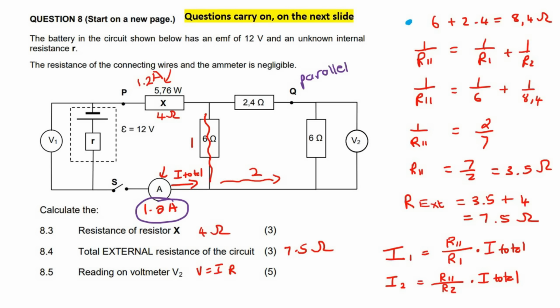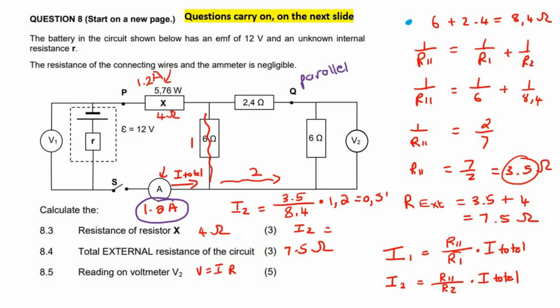So if we want to know how much current is going to go into this branch, all we need to do is say I2 is equal to R parallel, which we calculated as 3.5, over this resistance. When I say R2 over here, I'm talking about all the resistance in branch number 2, which is the 6 and the 2.4 in series, remember, like we said earlier. So that's going to be 8.4, and then we multiply that by the total current, which is 1.2.